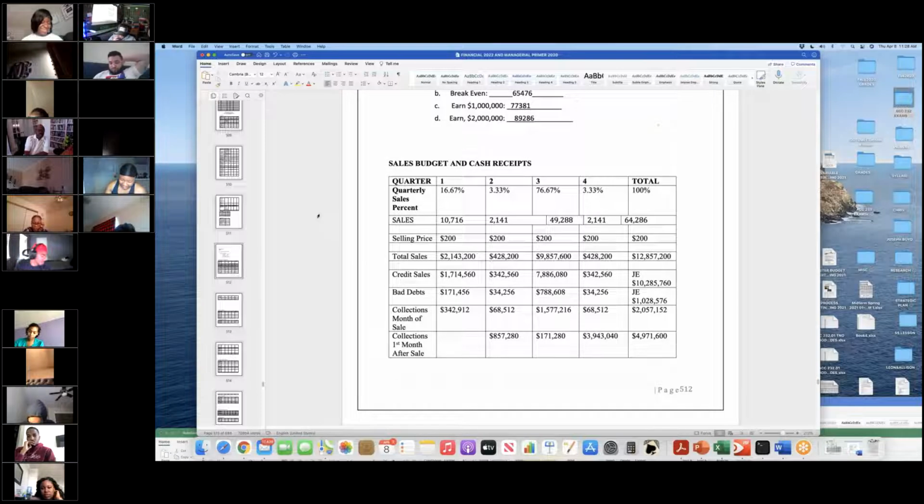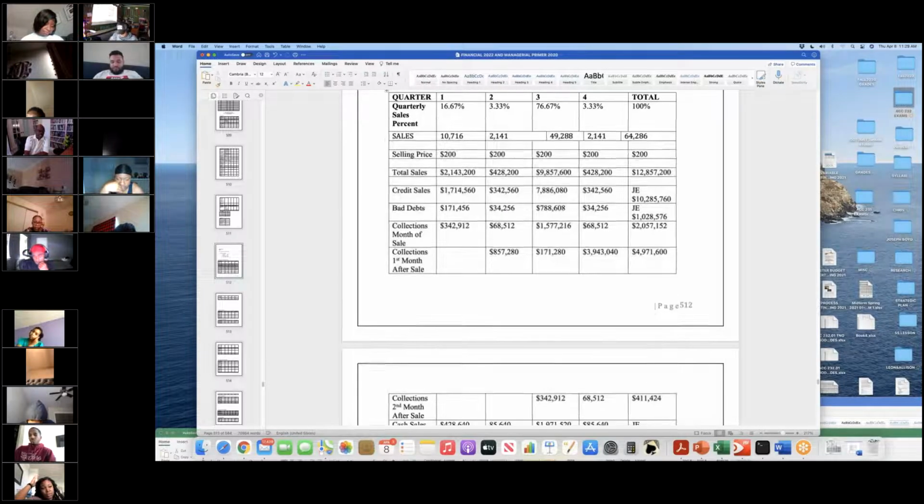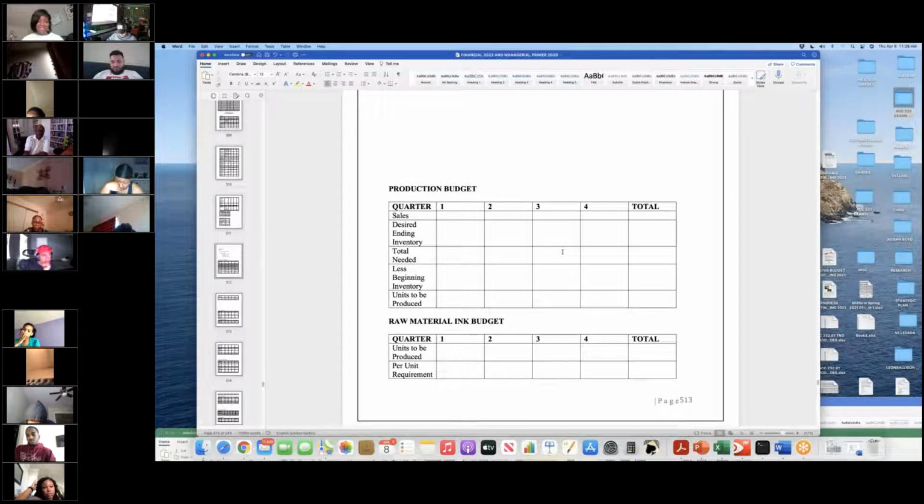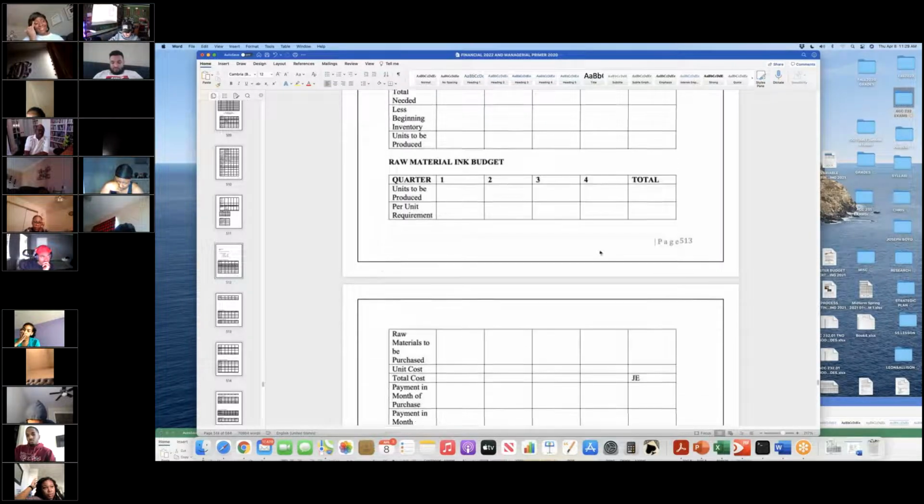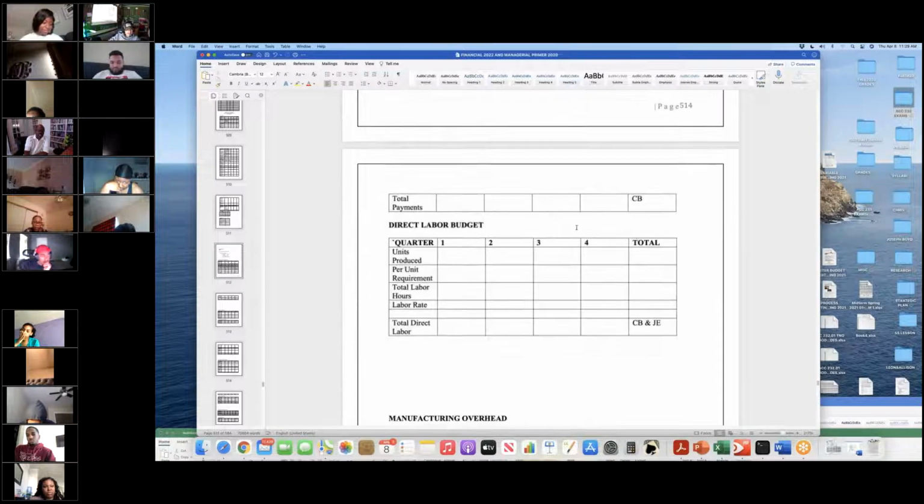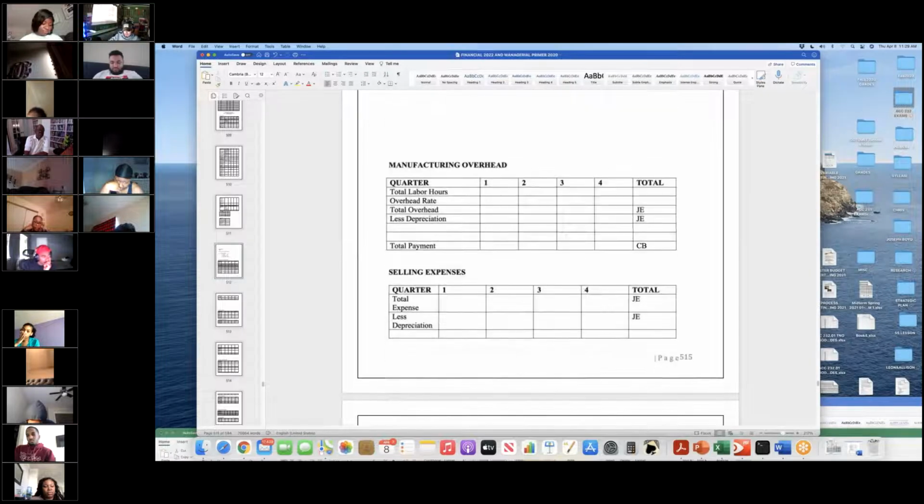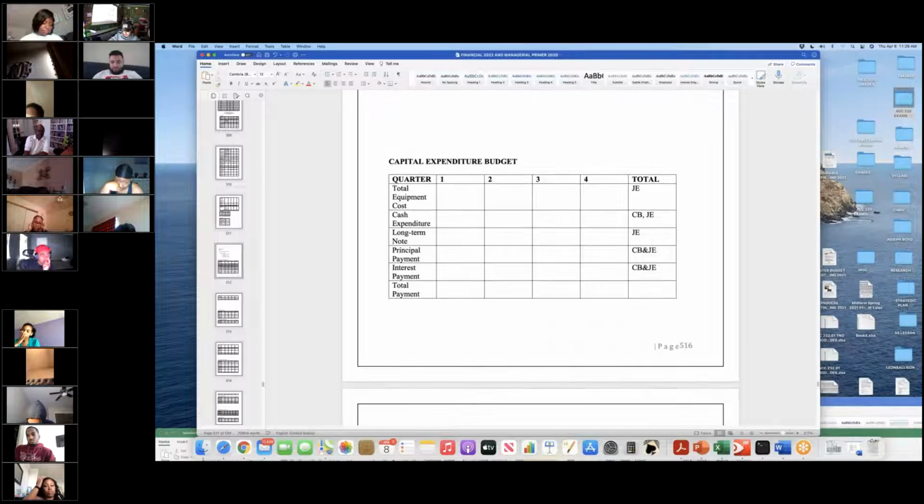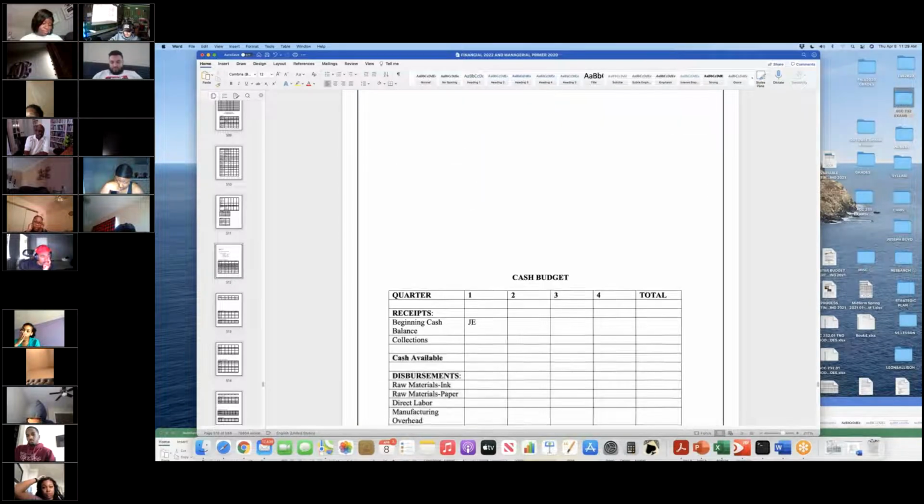Then you got to do a sales receipts journal, a schedule to show the sales each quarter and your collections and all of that. It's just year 1. You got a production budget to do. How many are you producing? Then you got to purchase the raw materials, so you got a schedule for that quarterly. Direct labor budget, manufacturing overhead budget, selling expense budget, administrative expense budget, capital expenditure budget. So you got to do all of those budgets.